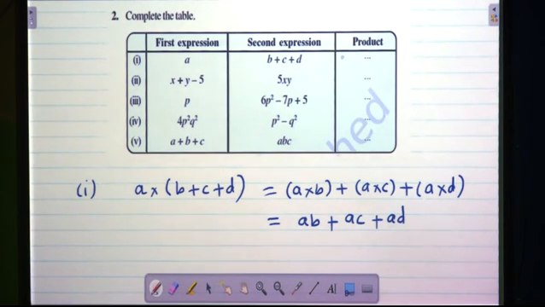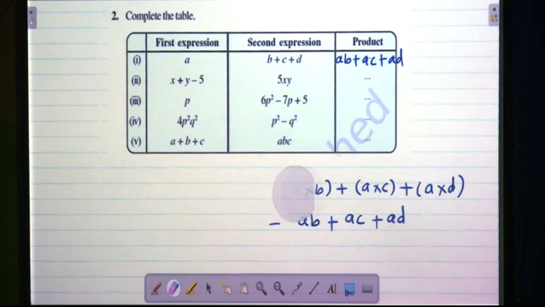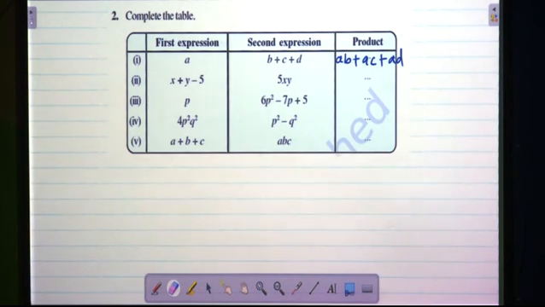What is our answer here? AB plus AC plus AD. Here the thing has gone wrong a little bit. Here it is not looking properly. What is it here? AB plus AC plus AD. I guess you people are understanding it. Let us see the second sum, how to solve it.